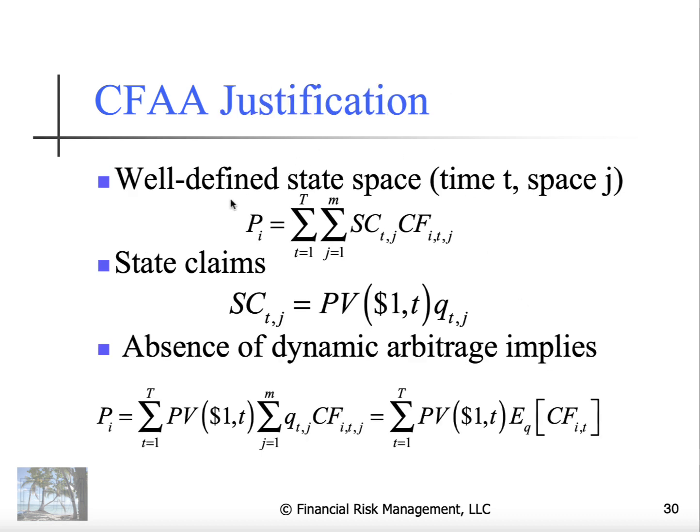To justify this, the price is simply something known as a state claim. A state claim is simply the present value of $1 up to point in time t times the risk neutral probability measure at state j at that point in time. If I sum across all states, if I sum across all time, I come up with the valuation, the cash flow adjusted approach to valuation. The absence of dynamic arbitrage implies that this relationship has to be true. Again, we'll look at this in great detail, particularly when we get to the binomial model.